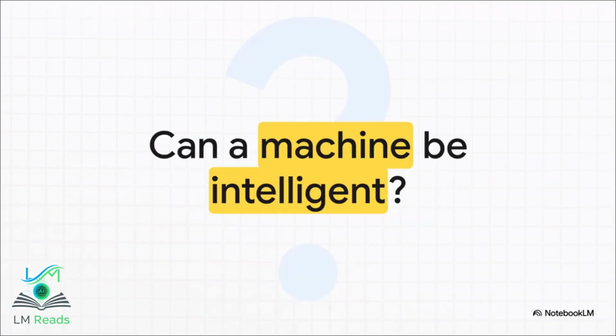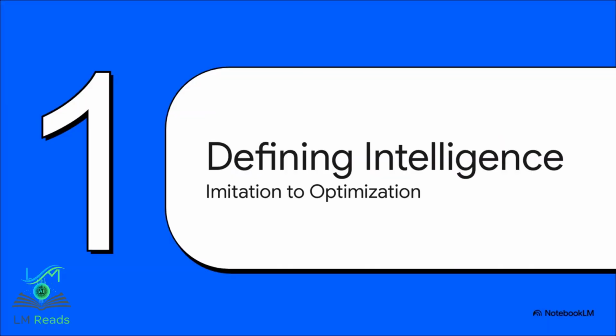This is it. This is the question that started the whole shebang. For decades, this has been the holy grail for computer scientists, for philosophers, for everyone. And it sounds like a simple question, right? But to even start to answer it, we have to ask something even bigger. What is intelligence, anyway?